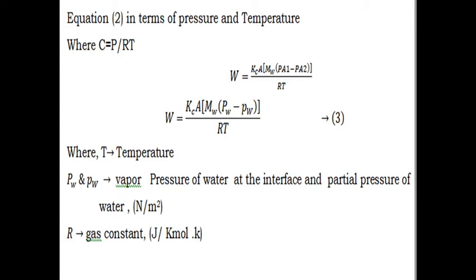So the third expression, capital W is nothing but the mass of liquid evaporated per hour, equal to kCa into Mw, vapor pressure of water at the interface minus partial pressure of water, divided by capital RT.